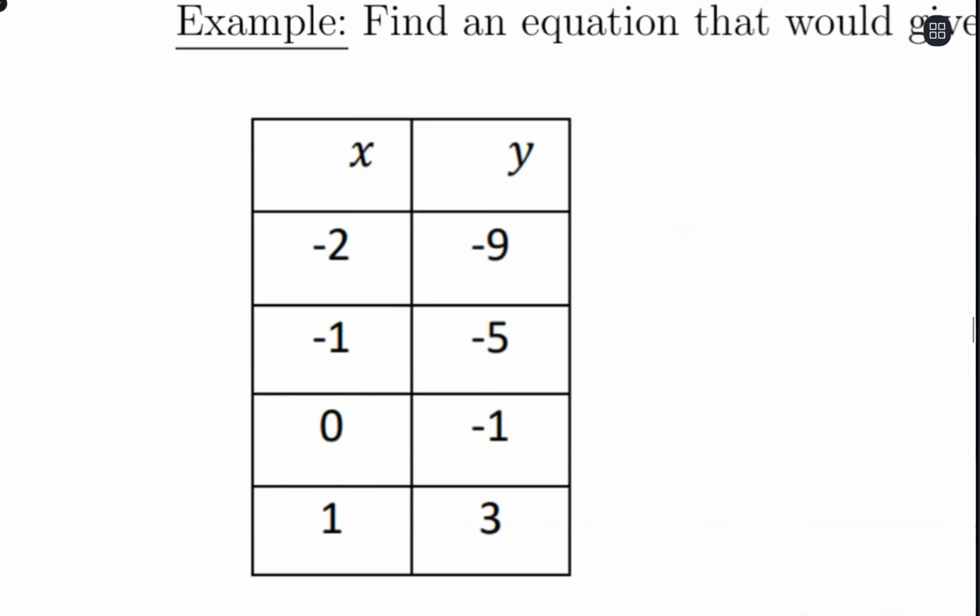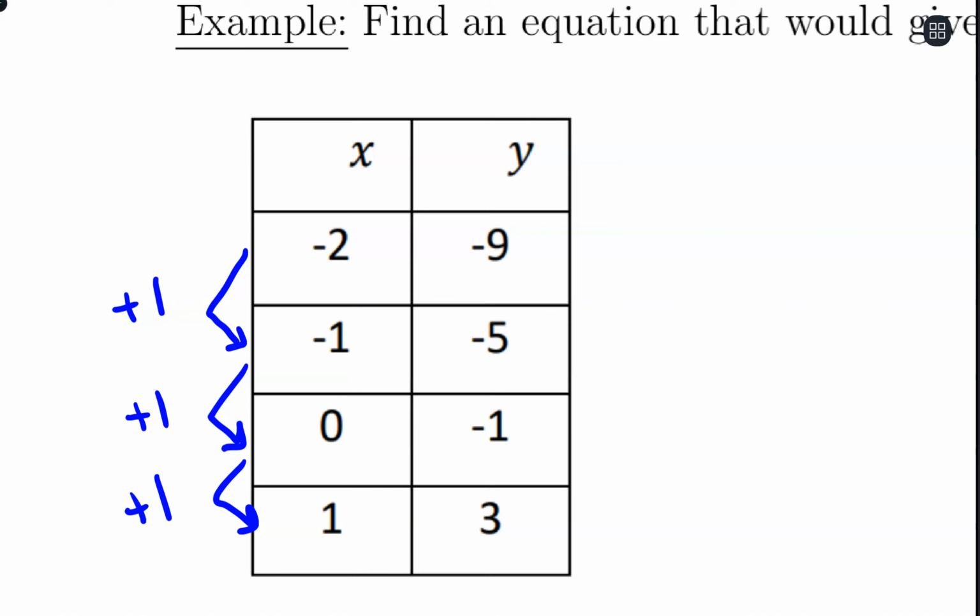All right, so this first table, I have x is -2, -1, 0, and 1, and then y is -9, -5, -1, and 3. So with x, all I really want to do is check that it's changing by the same amount each time. So let's see, -2 to -1 is adding 1, -1 to 0 is adding 1, 0 to 1 is adding 1.